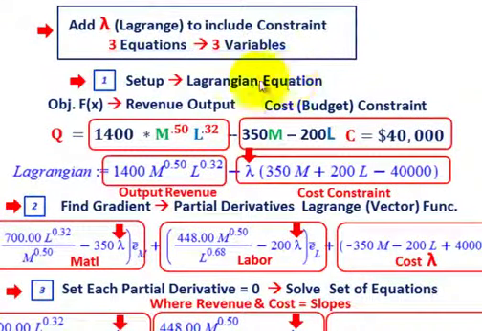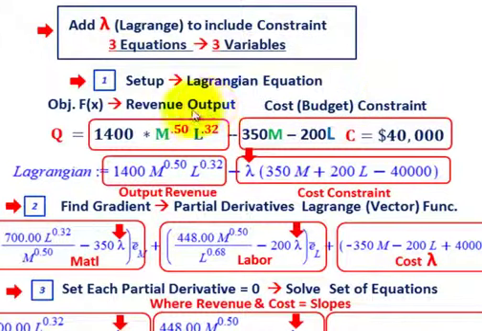Okay, so the first thing we have to do is set up our Lagrangian equation. So this is going to be our Cobb-Douglas function or our production function. We're going to have some revenue output. That's our objective function, and it's going to be subject to some cost or budget constraints.